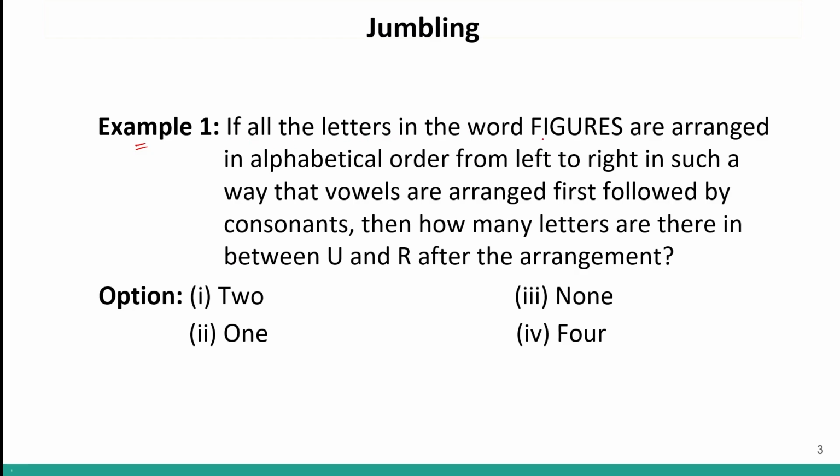If all the letters in the word figures are arranged in alphabetical order, so I told you alphabetical order means increasing order, or it is also known as dictionary order, from left to right, in such a way that vowels are arranged first. So, how many vowels are there? Five vowels: A, E, I, O, and U. These are your vowels. The remaining are consonants. This is a concept you should know: vowels and consonants. And then they are followed by consonants. Then, how many letters are there between U and R after the arrangement?